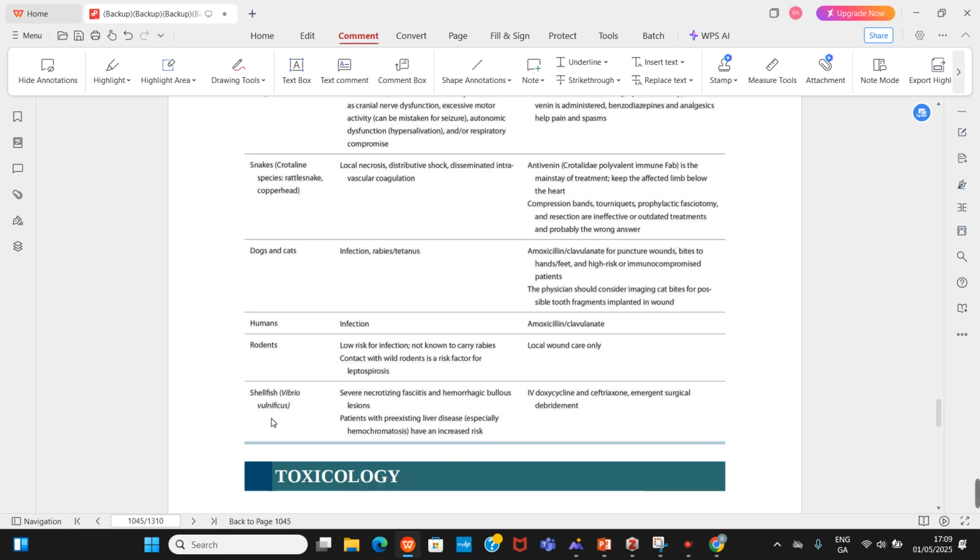The commonest risk factor is that usually they have some underlying liver problems. We did this in microbiology step 1. So liver problems, liver cirrhosis, hemochromatosis, and iron overload situations too, like hemochromatosis, liver cirrhosis. They are very high risk for triggering shellfish infection, like this Vibrio vulnificus infection causing necrotizing fasciitis.